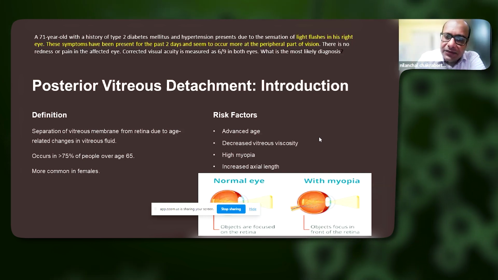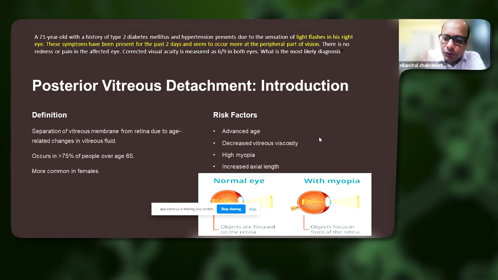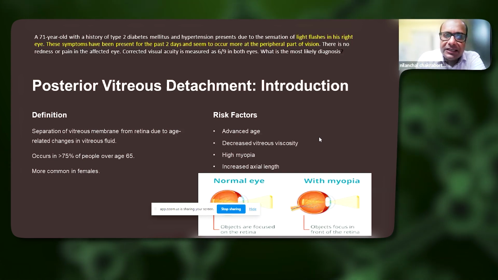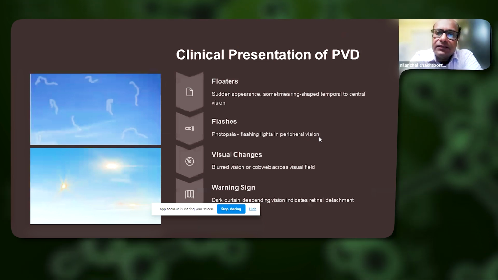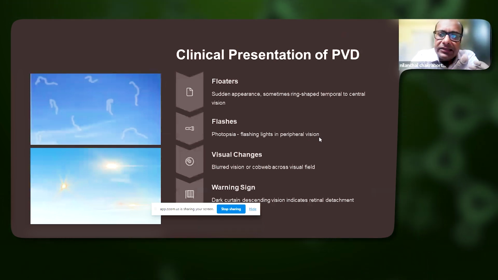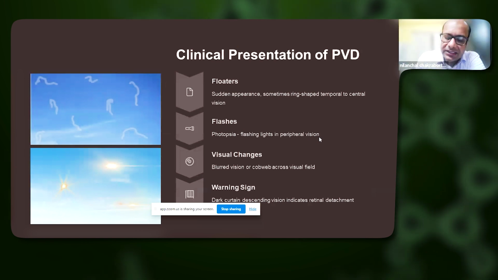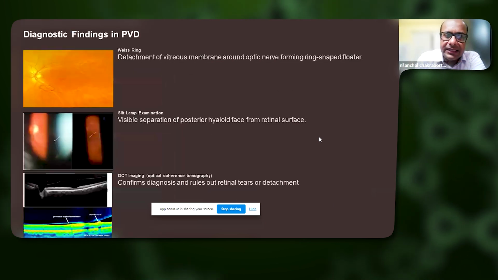So what happens when there is a vitreous detachment? The light falls before where it should be, so ultimately the vision is affected. So floaters and flashes will be there. Light flashes will be bright light shining. Floaters will be something floating in the vision. So these are features of vitreous detachment.